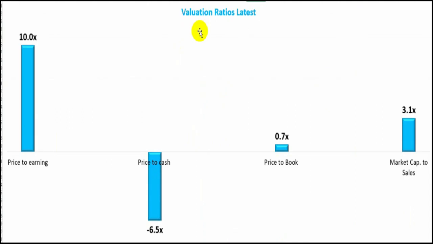Let us recap the valuation ratios. Price to earnings stood at around 10 times. Price to cash is negative because there is an outflow from operating activities in 2019. Price to book is trading at a discount and market cap to sales is at 3.1. So although price earning, price book and market cap to sales are at a reasonable multiple, the price to cash has gone into negative territory, which we already saw when we analyzed the cash flow statement.